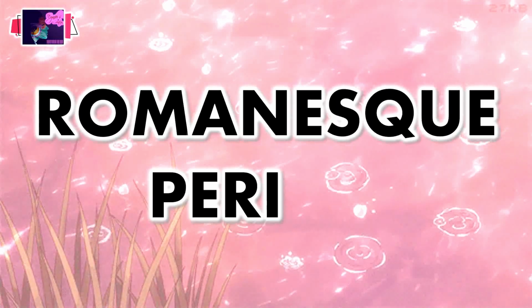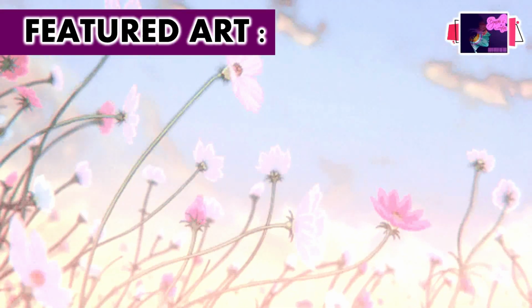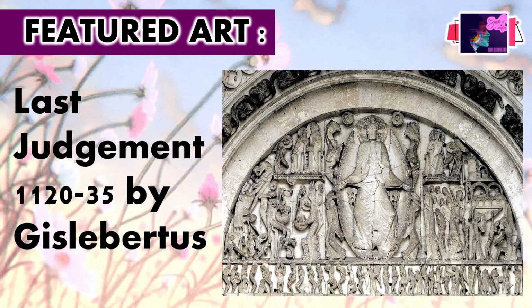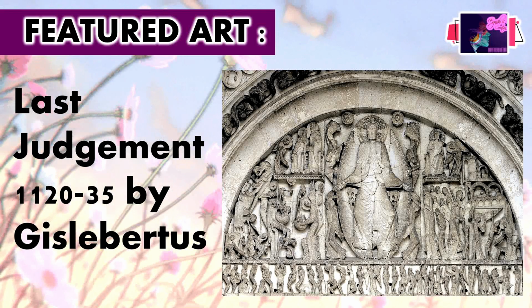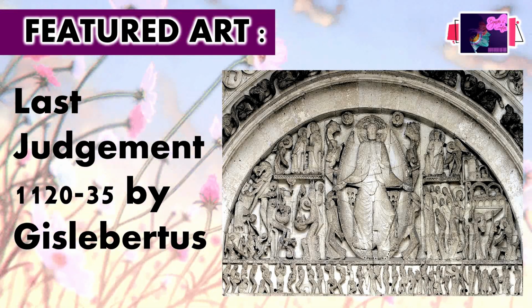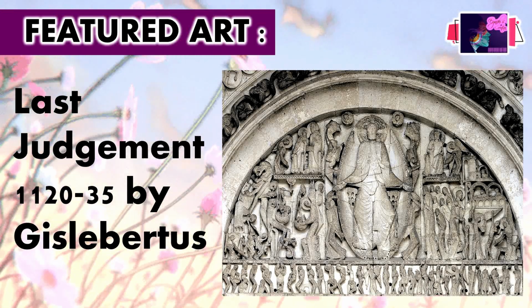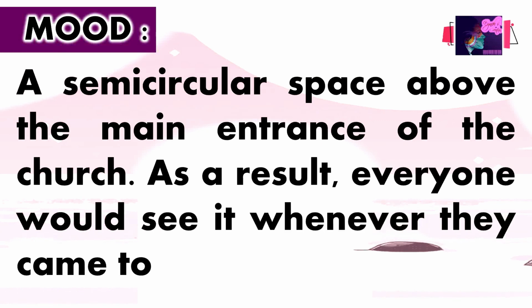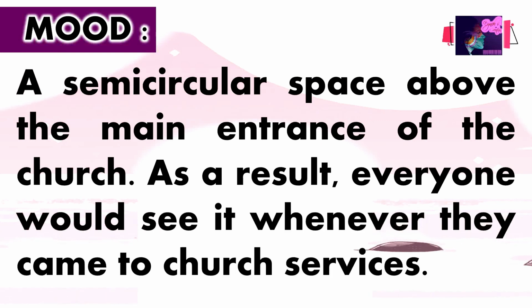Romanesque period. And our featured artwork during this period is none other than The Last Judgment, 1120 to 35, by Dislebertus. Here is how the sculpture looks like. A semicircular space above the main entrance of a church. As a result, everyone would see it whenever they came to the church service. That was the Last Judgment sculpture.